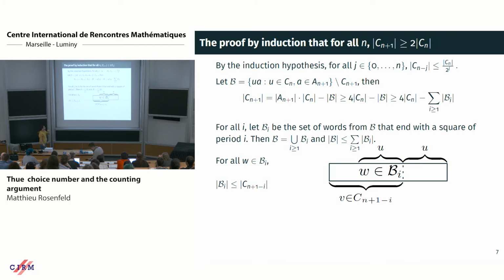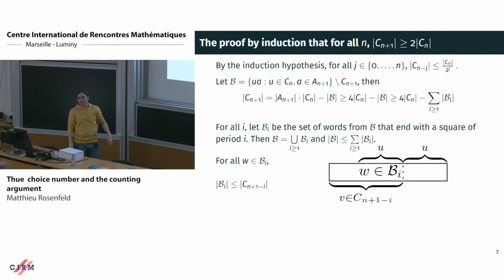Okay, so basically now I've done everything. I just need to use my three equations together and we will have the desired conclusion. So as I said, the size of BI is at most the size of Cn plus 1. Let's use my hypothesis up there. Since I'm removing I minus 1 letters, I know that this is at most the size of Cn divided by 2 to the I minus 1, right? Now I'm going to use it with the other equation, and this is done.